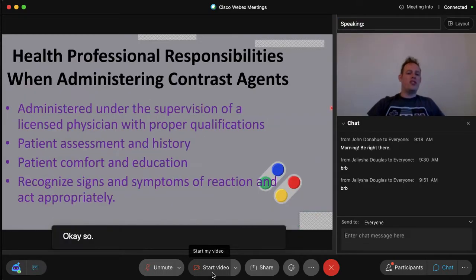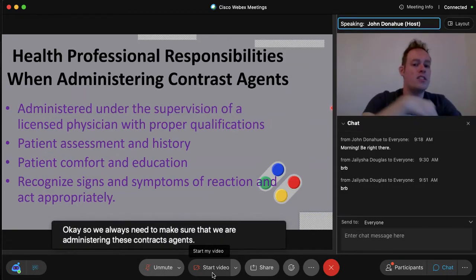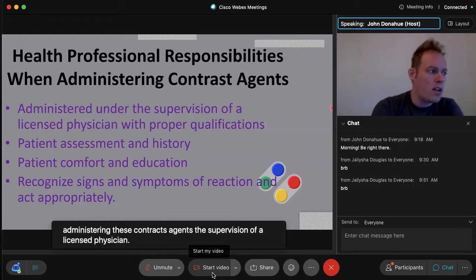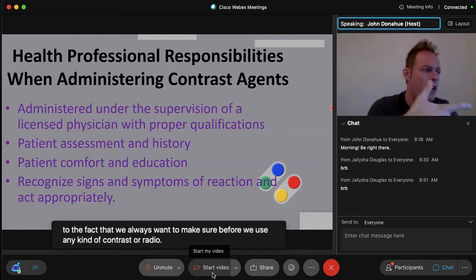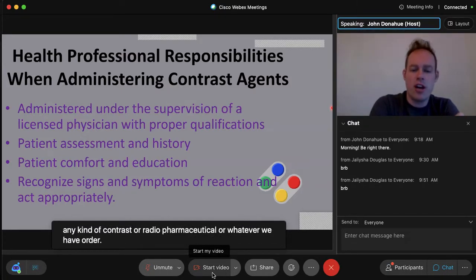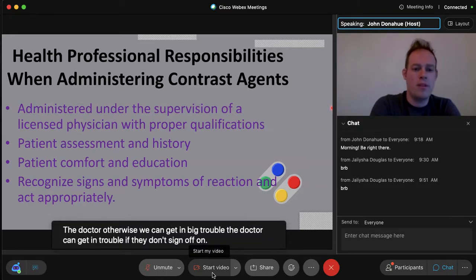Okay, so we always need to make sure that we are administering these contrast agents under the supervision of a licensed physician with proper qualifications, and that refers to the fact that we always want to make sure before we use any kind of contrast or radiopharmaceutical or whatever, we have the order from the doctor. Otherwise, we can get in big trouble. Also, the doctor can get in trouble if they don't sign off on it. It's always a really big deal.